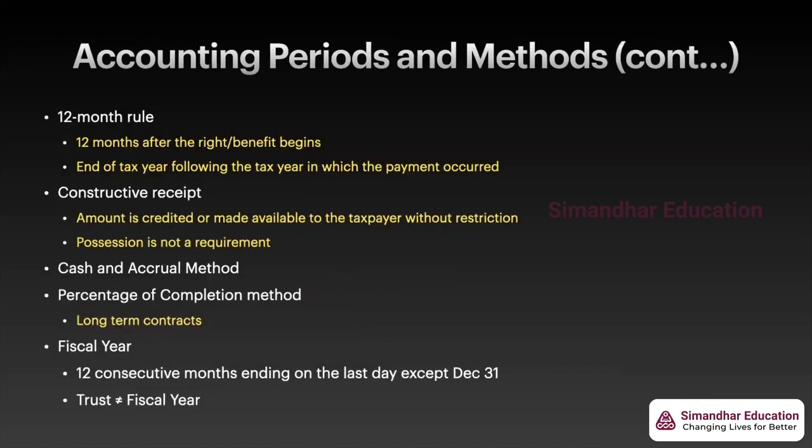All right. So in terms of the 12-month rule, basically it says certain prepaid expenses that do not extend beyond 12 months after the right or benefit begins can be recorded. So there are certain prepaid expenses that have to be recorded only after the right or benefit has been incurred, and there's a 12-month cool off period before you can actually record it.